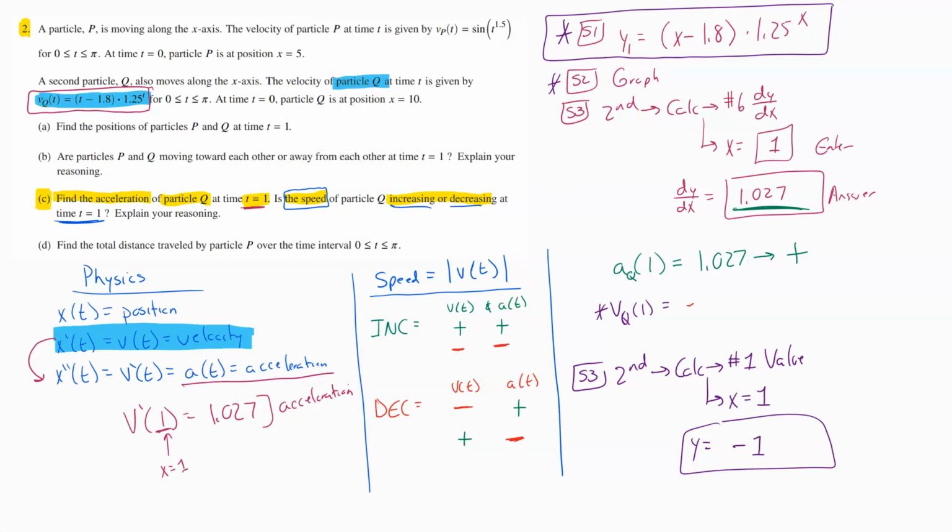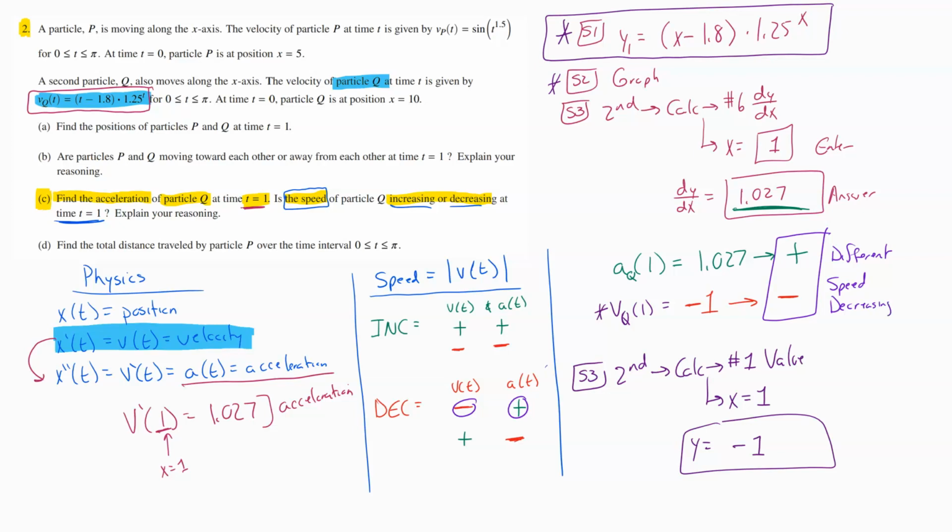So -1 is the answer, but the most important part is the fact that it's negative. And so what we can do now is draw our conclusion about whether the speed is increasing or decreasing based upon those signs. So we have a positive acceleration and a negative velocity. Our signs are different. And because they're different, we know that the speed is decreasing. And that would be our final answer for that.